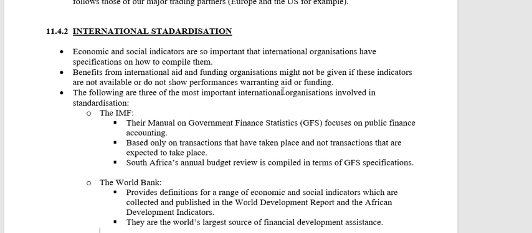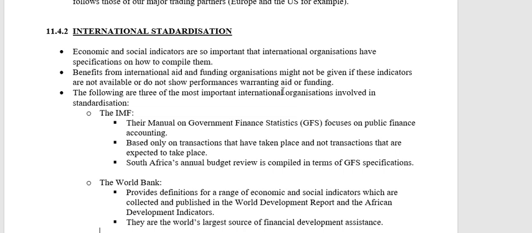The second reason that we do these international comparisons is in terms of international standardizations. I did mention this when we went through the economic and the social indicators, but some of these indicators are so important that international organizations have specifications on how to compile them. So it is, in other words, prescribed how we need to calculate them so that internationally all countries calculate them in exactly the same way, so that we can facilitate these comparisons. Because as I said, if we calculate it differently, there's no way that our comparison can be valid in a case like that.